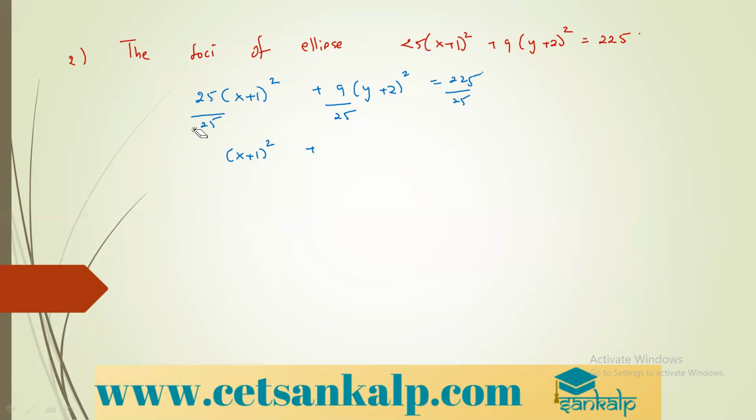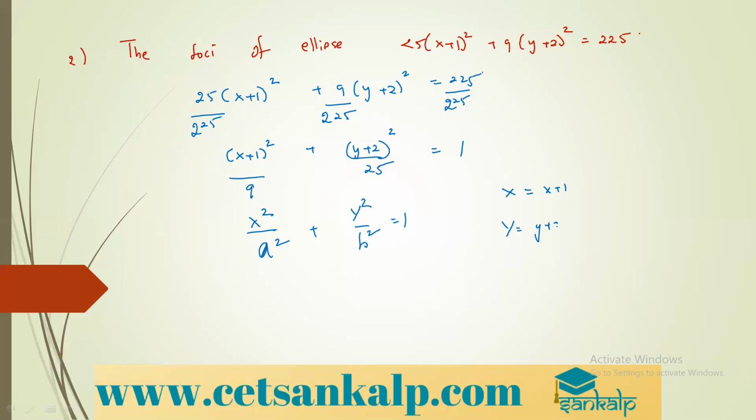What I will do is I will divide by 225 everywhere. Instead of 25, I will divide by 225. So x plus 1 whole square will have denominator 9. Y plus 2 whole square has denominator 25 equal to 1. Because this is looking like the standard form of ellipse, x square by a square plus y square by b square equal to 1, I can write x is x plus 1 and y is y plus 2.